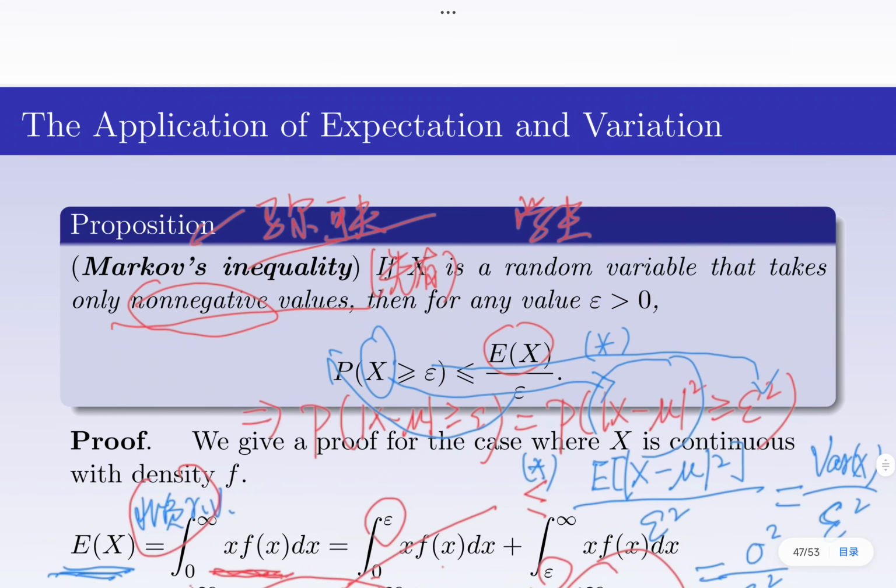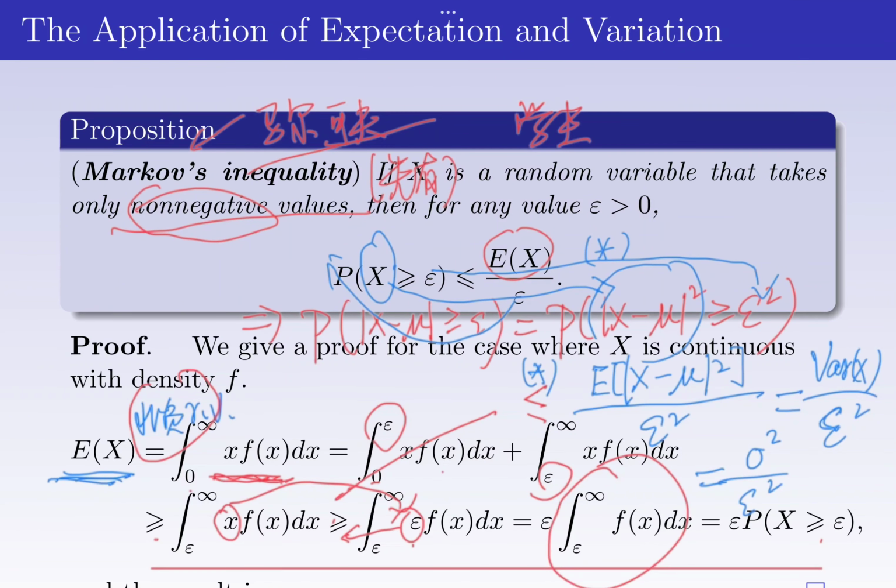Characteristic: Markov inequality. Markov inequality means if x is a random variable that takes only non-negative values, then for any positive a, the probability that x is at least a is at most E of x over a. We give the proof when x is continuous.